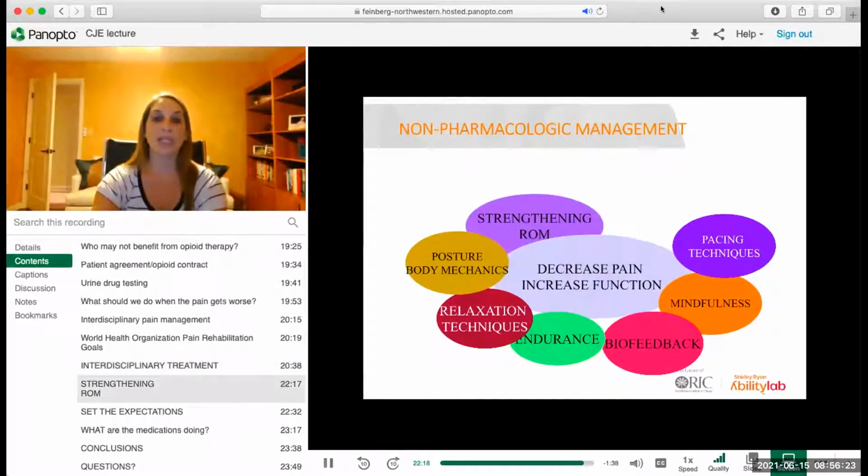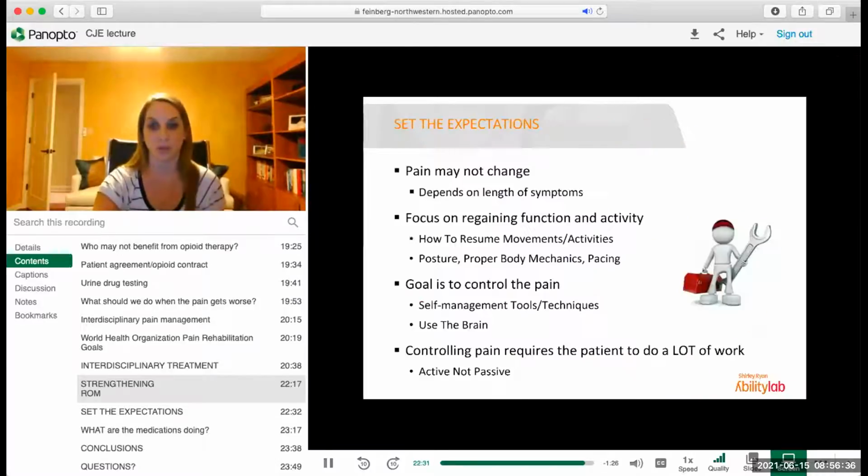So again, the goal really is to decrease pain and improve function. So pacing, mindfulness, biofeedback, build their endurance, work on relaxation, posture, body mechanics, strengthening, range of motion. Everything we're doing is to decrease their pain, but also improve their function. And you really have to set the expectations. Sometimes the pain doesn't change. It depends on how long they've had it. But if they regain function and activity, that's still a win to me.